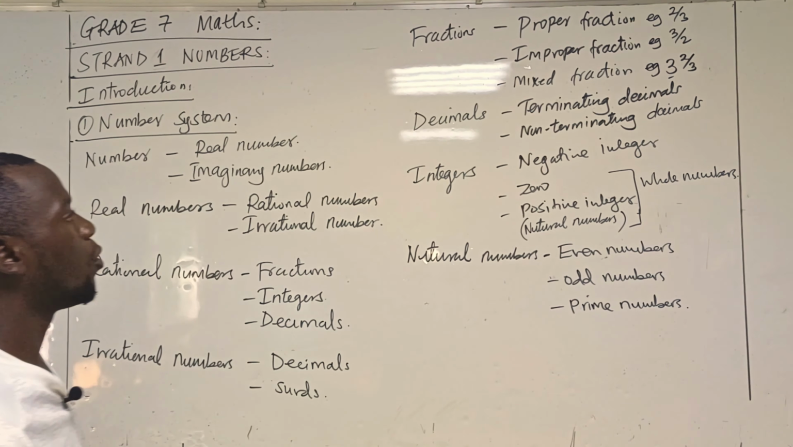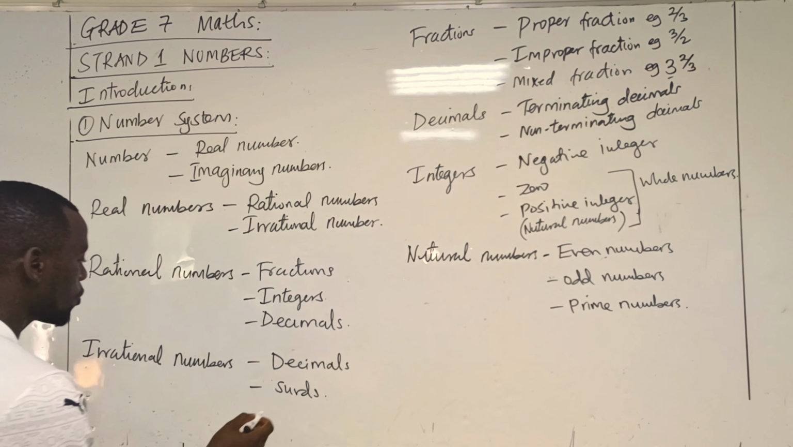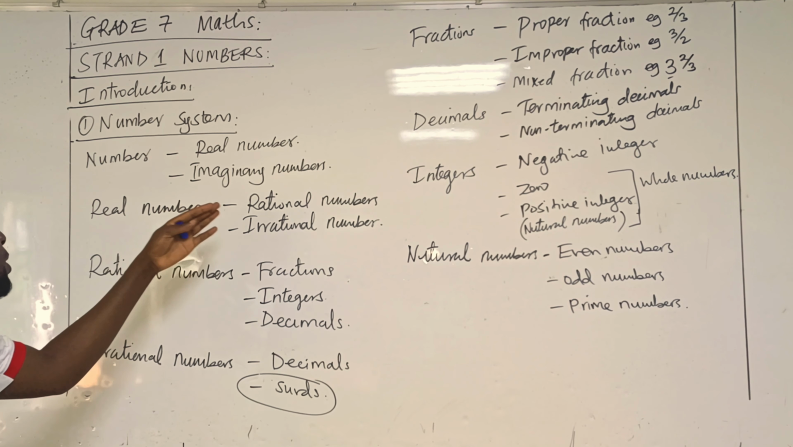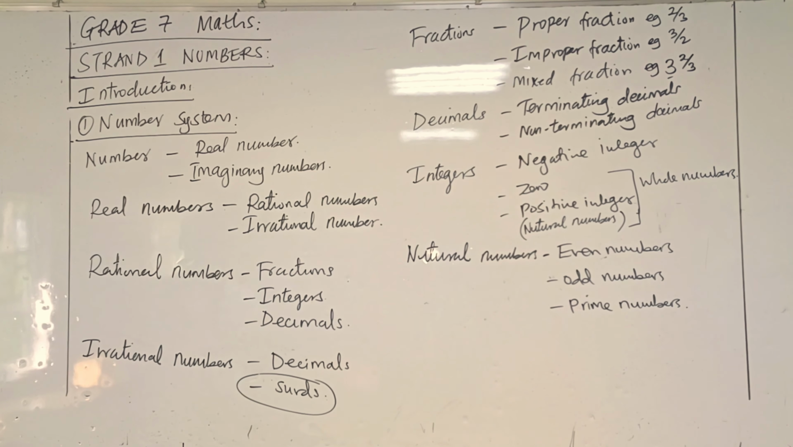So this is what we call a number system. I will not talk about surds because for this level we cannot talk about surds. As I said, I have not talked about imaginary numbers and irrational numbers because for this level we just need to understand this. Then as we move forward, we will insert these other concepts.